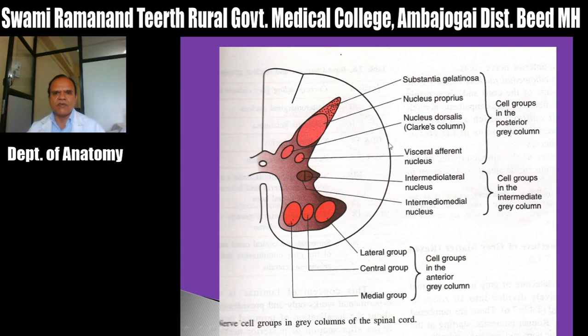So externally, what is seen is the anterior median fissure, posterior median sulcus, posterolateral sulcus, anterolateral sulcus, and then you can see it gets divided into the posterior funiculus, the lateral funiculus, and the anterior funiculus of white matter.